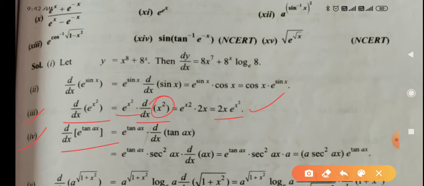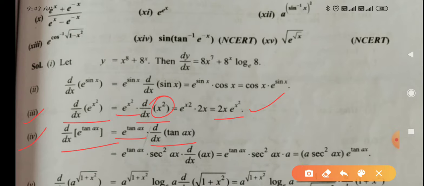Fourth part you can see e to the power 10ax. So e to the power 10ax differentiation is e to the power 10ax multiplied by d upon dx of 10ax, because it was not x. 10ax is not x, so its differentiation again it will come. Again and again in every video I am telling this chain rule, so you have to understand this.